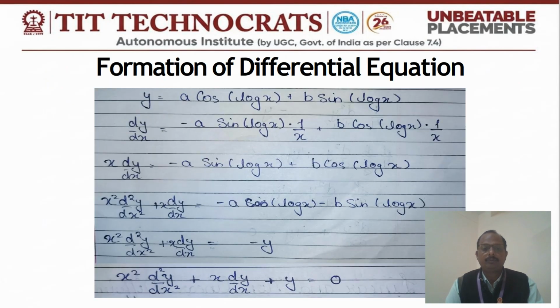Formation of differential equation. For example, we have a question like y equal to a cos log x plus b sin log x. Then we have to differentiate this equation with respect to x, using the product rule of differentiation. After implementing the process which you have already studied in school, in 11th or 12th class, you can see at the end the expression is x square d2y by dx2 plus x dy by dx plus y equal to 0. In this way we can create a differential equation from a given equation.